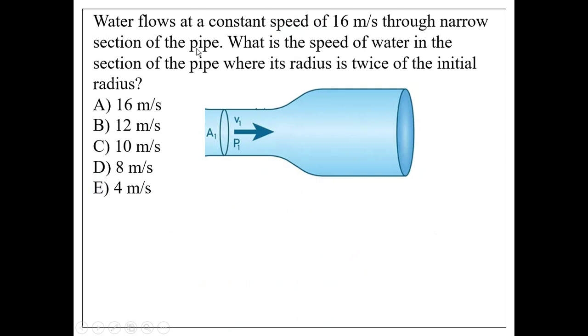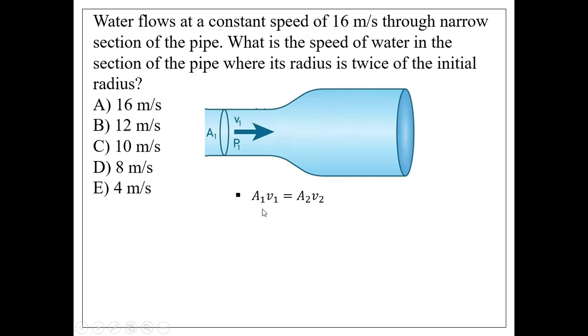Last but not least of this video, it says here, water flows at a constant speed of 16 meters per second through a narrow section of the pipe. So here I have A1, V1, P1, and the question is, what is the speed of the water in the section of the pipe that has a radius twice the initial radius? So we go from narrow to some section that is wider that has twice the radius. For this one, I'm just going to crack out this particular problem using the equation of continuity.